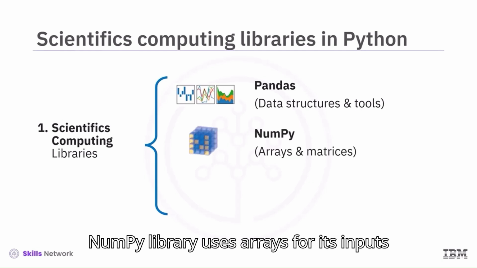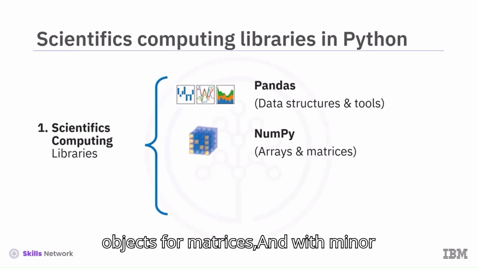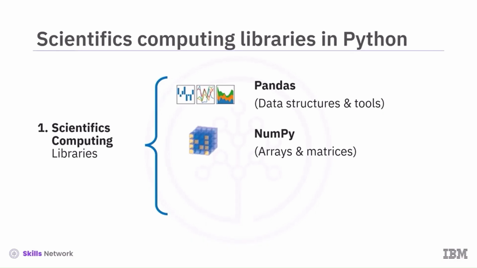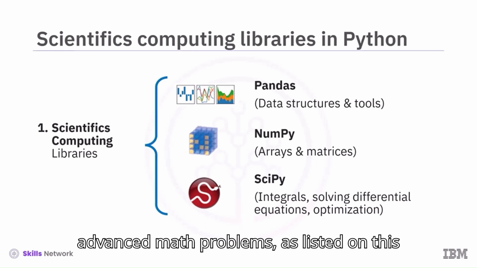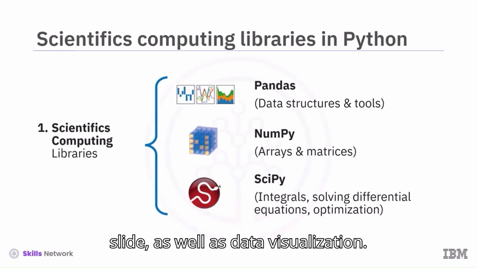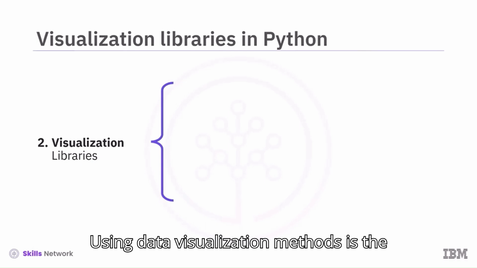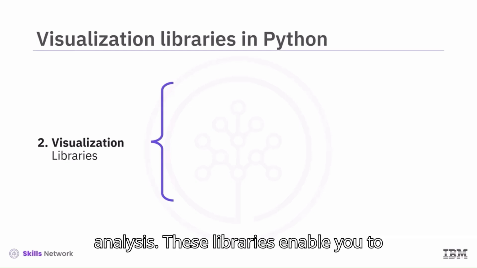The NumPy library uses arrays for its inputs and outputs. It can be extended to objects for matrices, and with minor coding changes, developers can perform fast array processing. SciPy includes functions for some advanced math problems as listed on this slide, as well as data visualization. Using data visualization methods is the best way to communicate with others, showing them meaningful results of analysis.